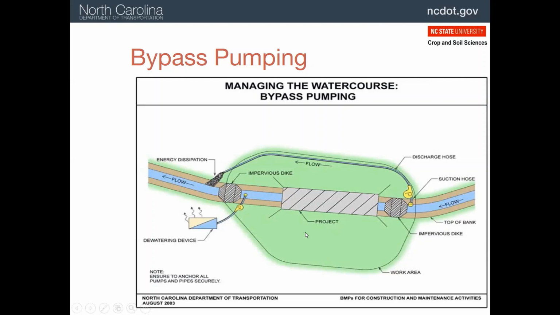The other thing we might have to do is pump water out of the construction area. Often it seeps in underneath the dam or just from groundwater. But this is going to be water that's part of our construction site, so it has to go through a treatment system. So here we've got a pump. It's going to pump the water out, and we're going to put it through a dewatering device. And we'll talk about what those might be in just a few minutes. So here's a case where the project is underway. We're going to pump water around.